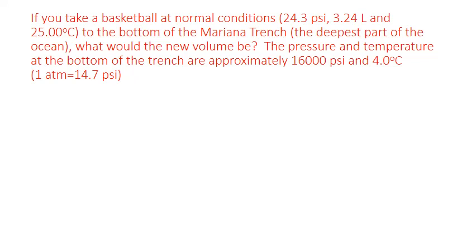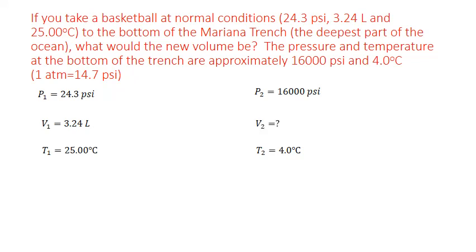So in this problem, we're given pressure, 24.3 psi, volume, 3.24 liters, and temperature, 25 degrees Celsius, at one set of conditions. So we'll label these P1, V1, and T1. And then we're asked what the new volume would be at a different pressure and temperature, so 16,000 psi and 4 degrees Celsius. So two sets of pressure, volume, and temperature means the combined gas law.